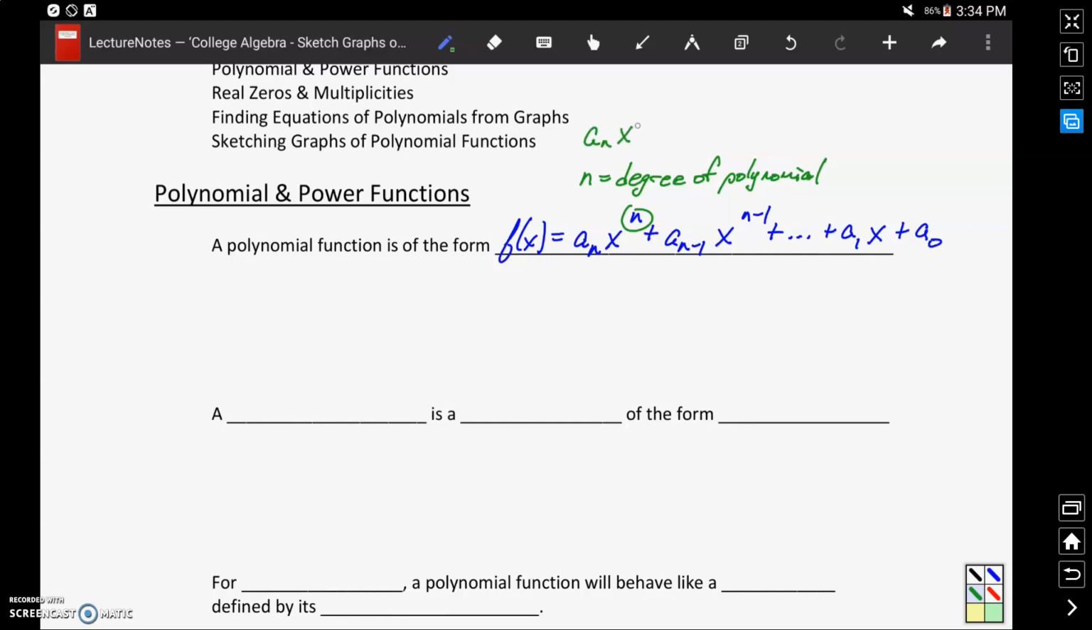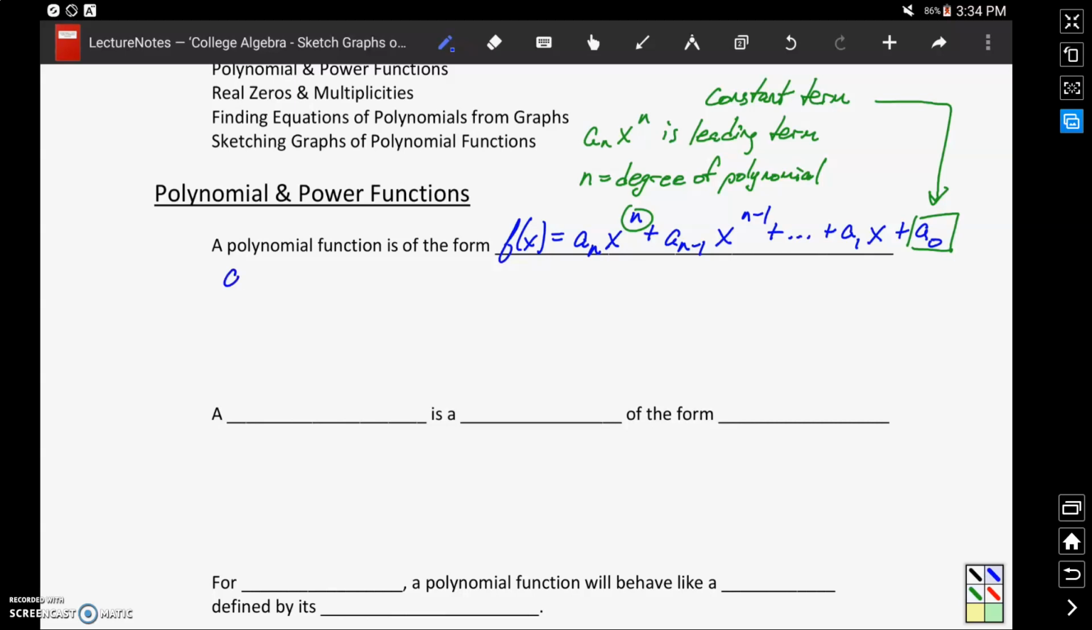A sub n x to the n, so the term with x being raised to that highest power, is the leading term. And our term a sub 0 is referred to as the constant term, meaning it's the term with no x variable, just a number isolated by itself.